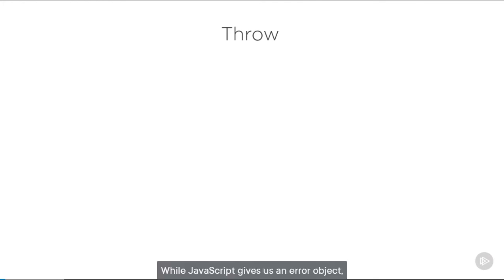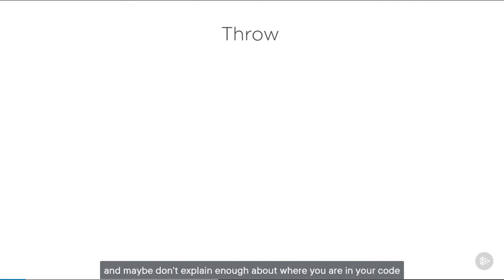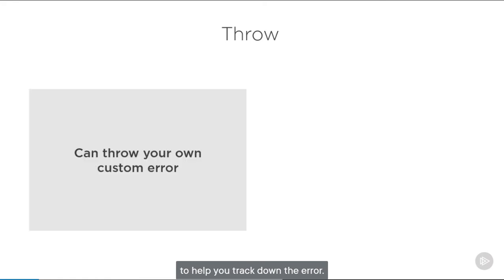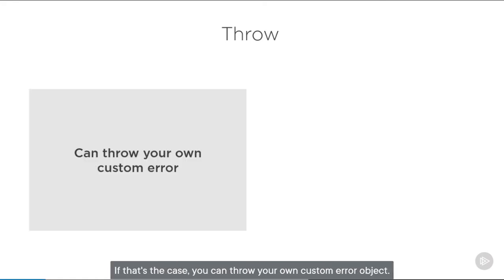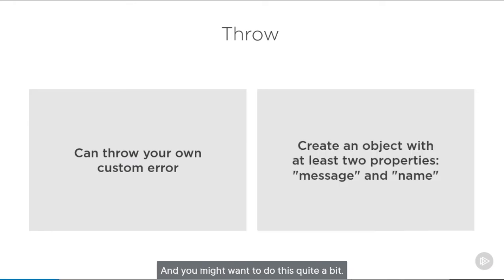While JavaScript gives us an error object, a lot of times the messages are just a little bit too cryptic and maybe don't explain enough about where you are in your code to help you track down the error. If that's the case, you can throw your own custom error object. And you might want to do this quite a bit.